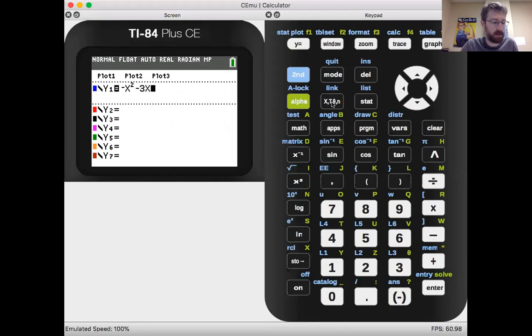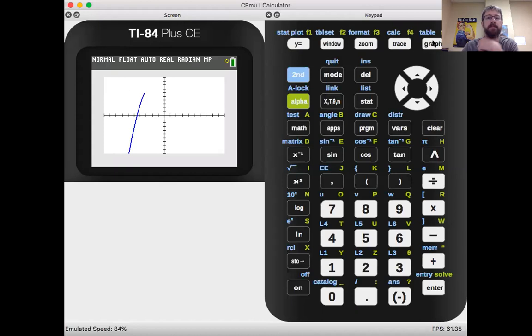So -3x and +7. If you get an error when you're graphing, it's a really, really common error that somebody would accidentally use the minus key instead of a negative, or a negative instead of a minus, and sometimes that screws it up. I think it comes up as a syntax error or something like that.